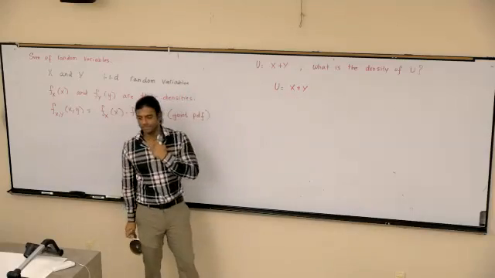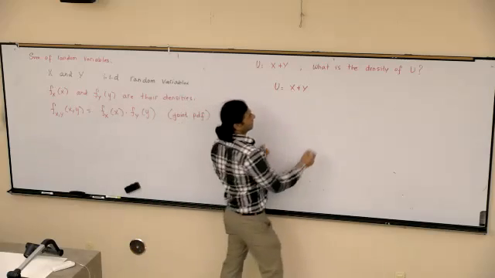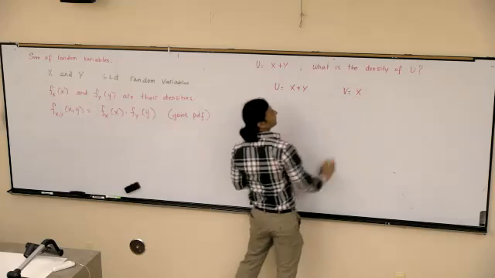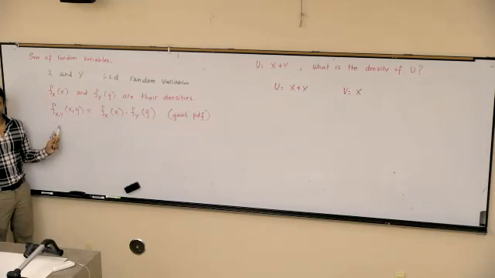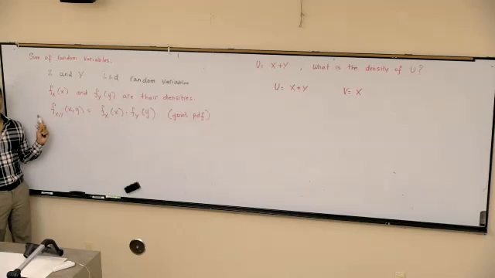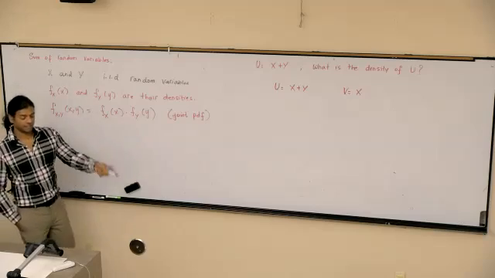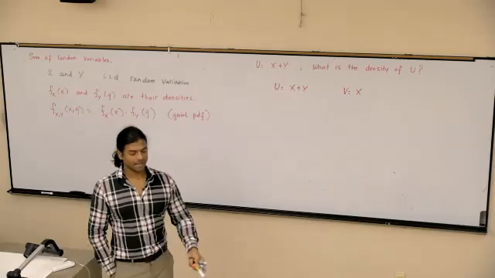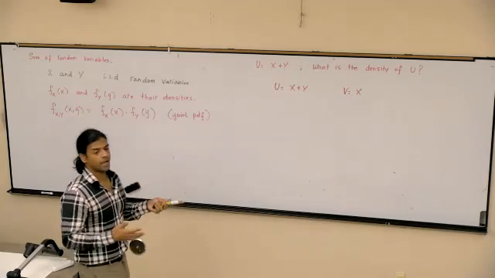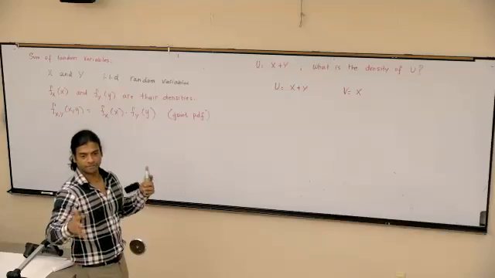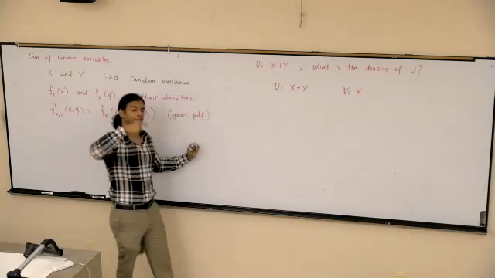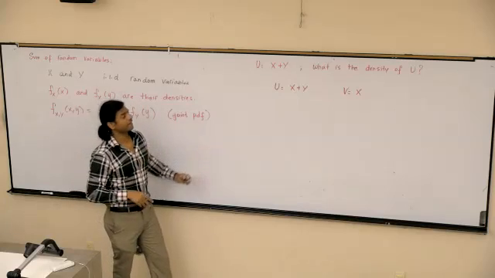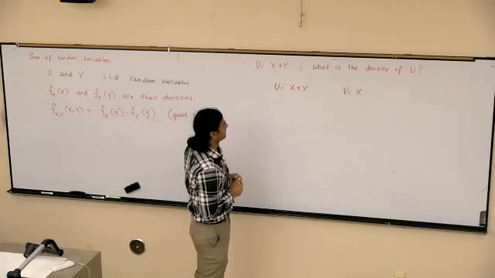So U is X plus Y, and V, I'm going to call it X. The reason being I have two variables. The transformation that I have is a bivariate transformation. The last two transformations that we did, location-scale and square root transformation, they were univariate, right? Here I'm using two variables and trying to come up with a third random variable. Bivariate, so we need the joint PDF.